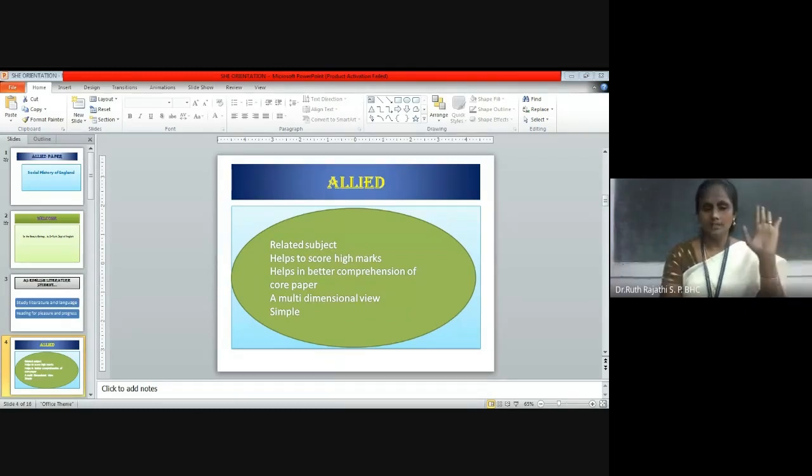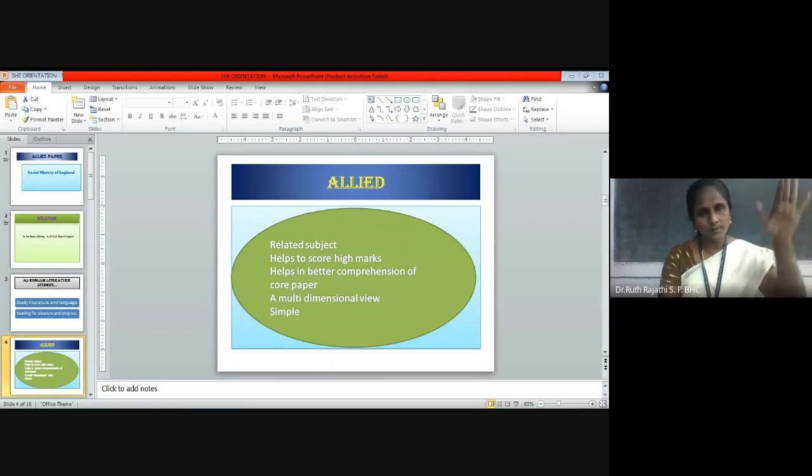So if you get more than 90 marks, your percentage will increase. In literature, getting 75 or a distinction is again a very great thing. But if you concentrate on papers like these, the history papers, they can help you get a good percentage. If you work hard, you will get above 90 out of 100. And this allied paper, Social History of England, helps you to understand your major paper.